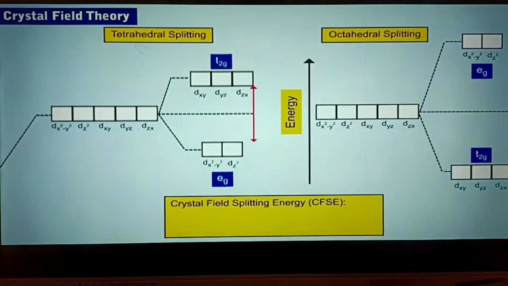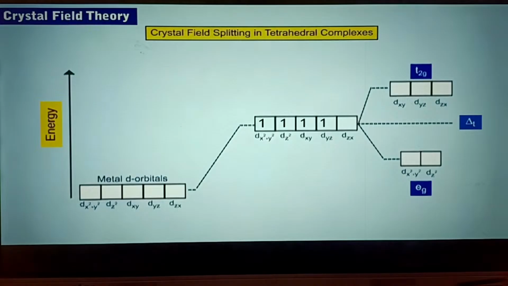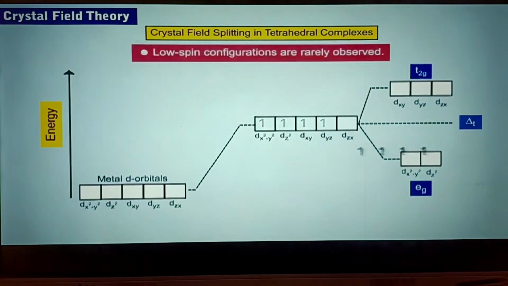The crystal field splitting in tetrahedral complexes, which is denoted by delta T, is smaller than in octahedral complexes. The difference in energy can be represented by delta T equal to 4/9 times the octahedral splitting. This splitting energy is not large enough to force the electrons to get paired up. Thus, low spin configurations are rarely observed.